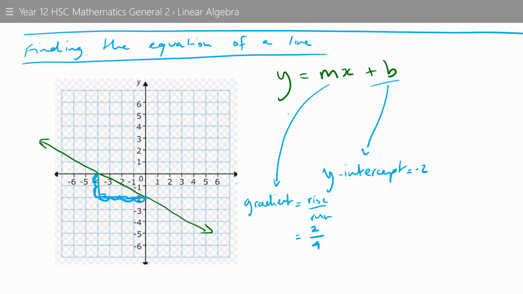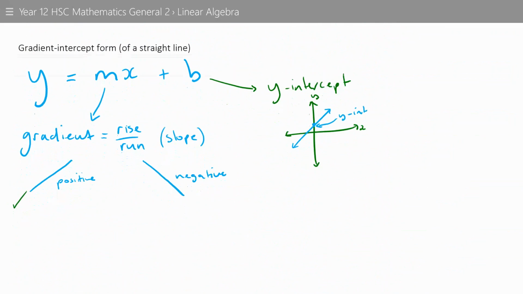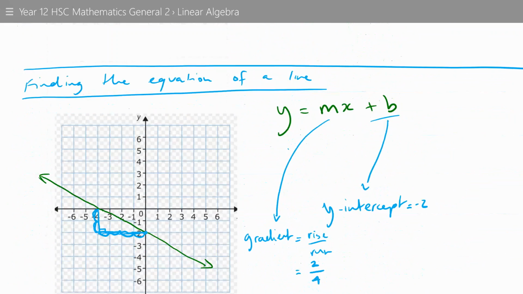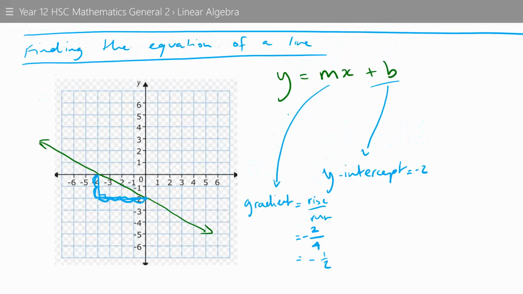The negative comes from this green line. It's in a negative direction. Going back up here, remember, it's in a negative direction. So what we have to do is stick a negative in front of it. We can simplify minus 2 over 4, that's minus a half.